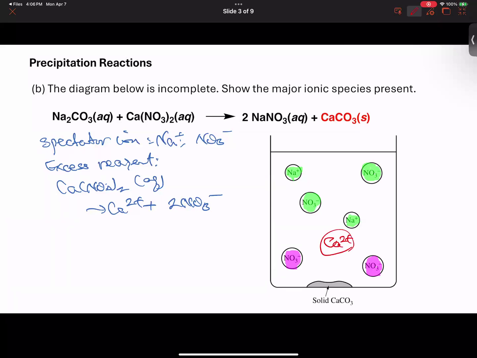Initially, when I was trying to solve this problem, I placed nitrate ions and sodium cations, and then I figured out I made a mistake, because the problem clearly says it is an excess reagent. So calcium cation is also present in excess. I need to put calcium cations also. The answer must be calcium cation. All right.